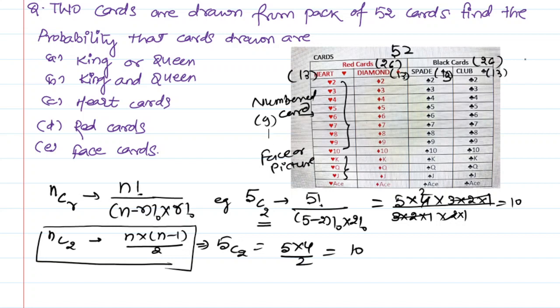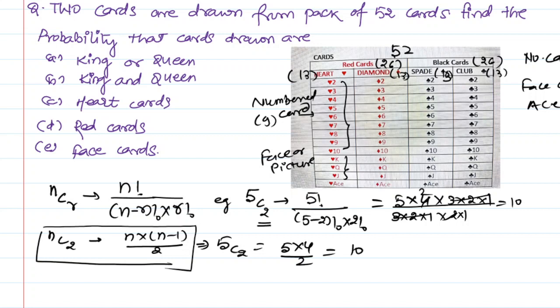So I'll write it down over here. Number cards is equal to 9 into 4, which is equal to 36. Face card is equal to 3 into 4, which is equal to 12, and ace we have is 4. That gives me a total of 52. Fine.